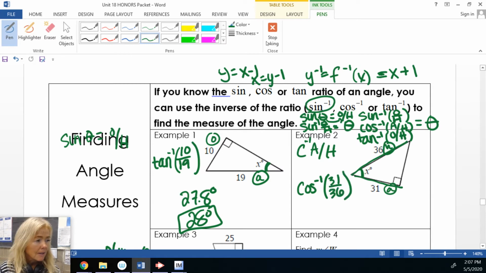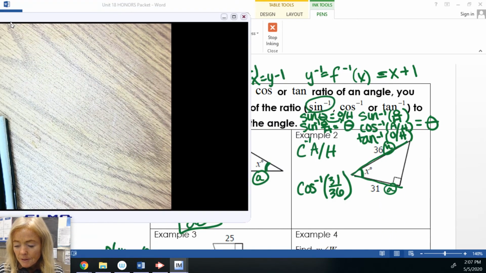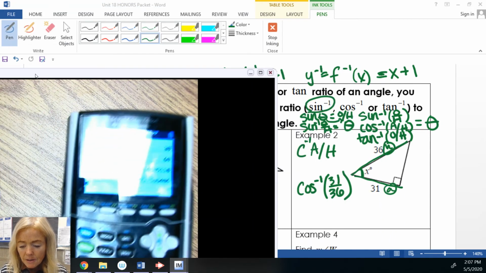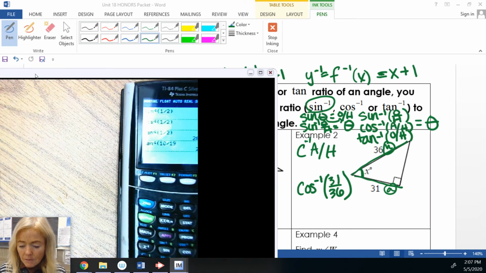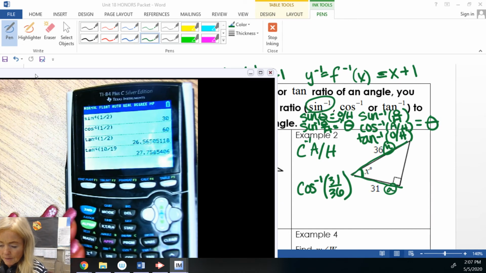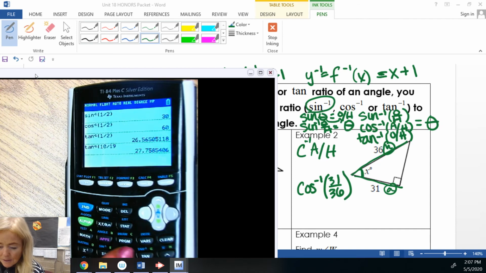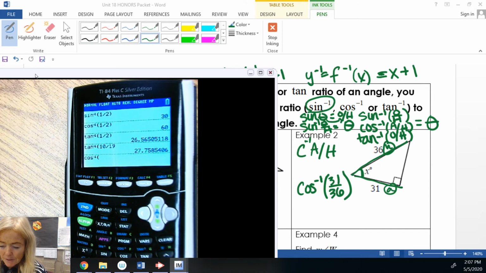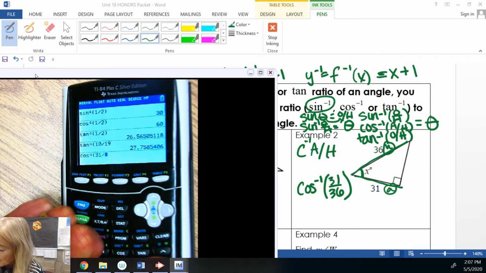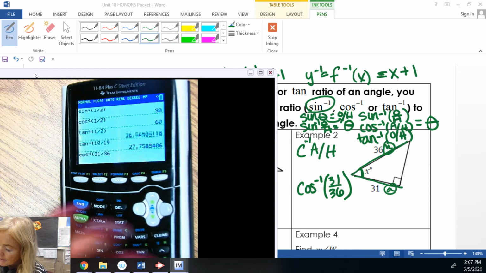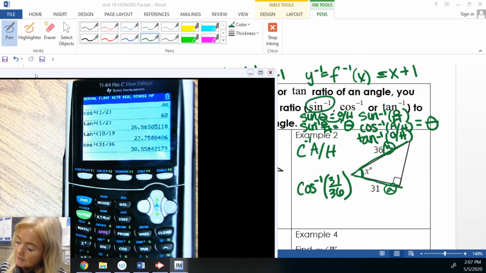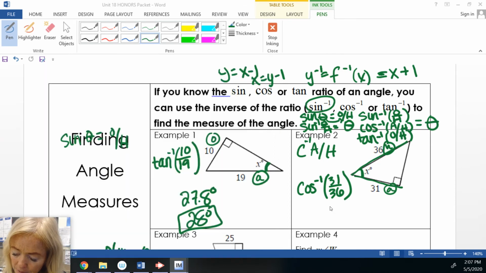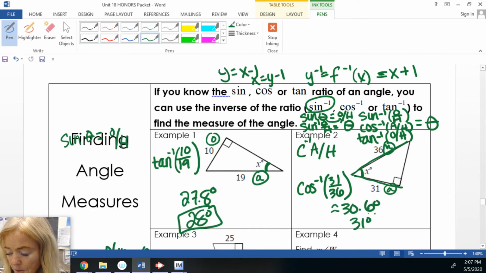So in our calculator, 31 divided by 36, I'm going to try to put this over here. We'll do second cosine, which gives us cosine inverse, 31 divided by 36. And that's 30.6 degrees, or 31 degrees if we want to round to the nearest degree.